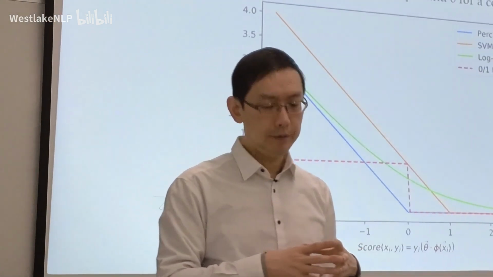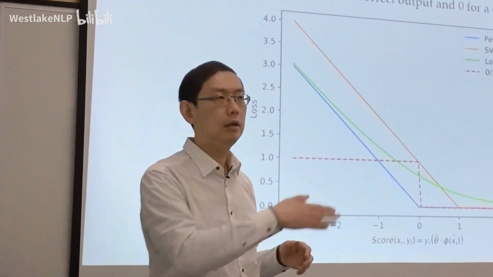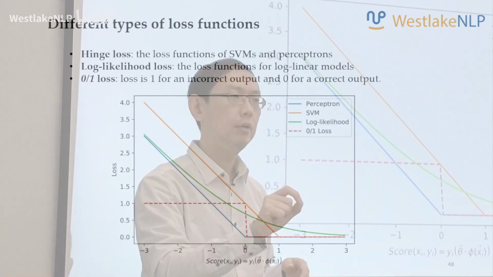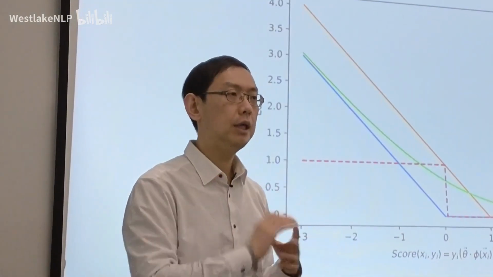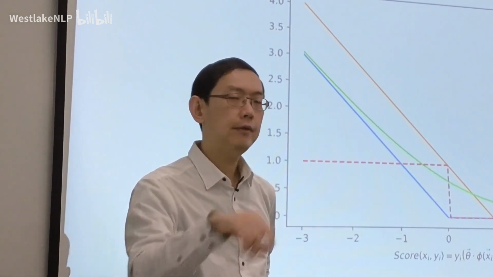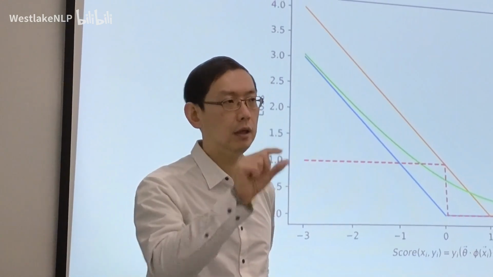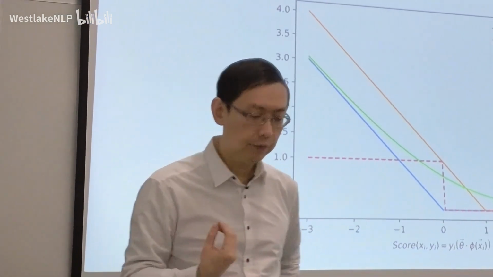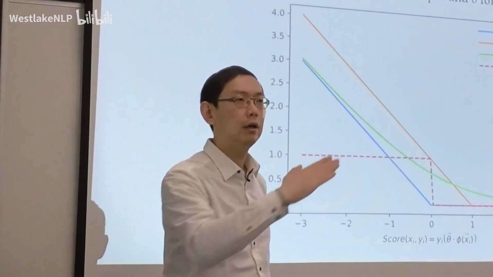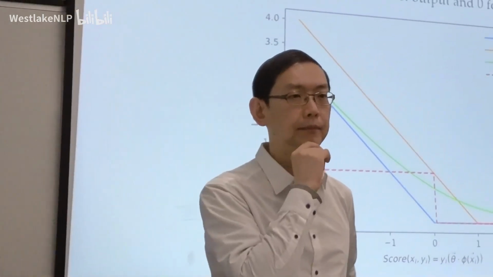But their shapes are different. For perceptron and SVM, the shapes are like hinges. You have a sharp turning location. For perceptron, the location is at 0. For SVM, the position is at 1. As we know, it's because they are different in taking the margin. But they all grow linearly as the model score goes to negative infinity.